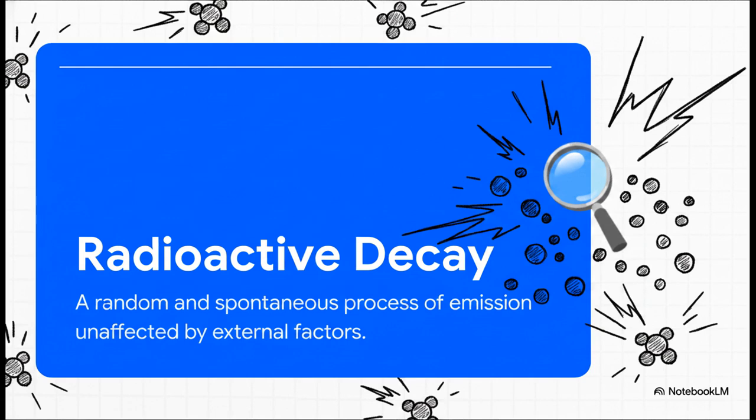That means the process is totally unaffected by external factors. You could apply extreme heat, intense pressure, crazy chemical reactions. Doesn't matter. We cannot predict exactly when the next emission is going to happen or how much energy will be released. It happens entirely on its own schedule, completely outside of our control.